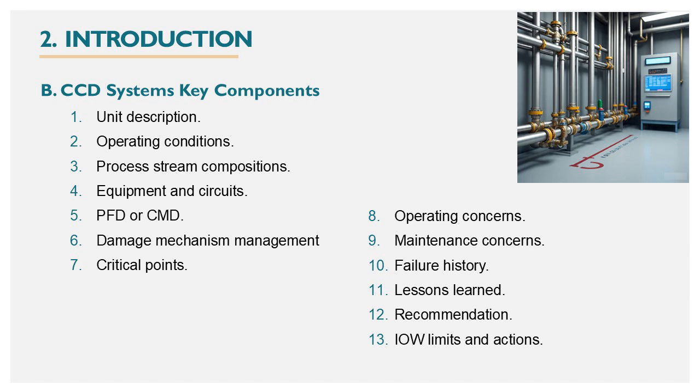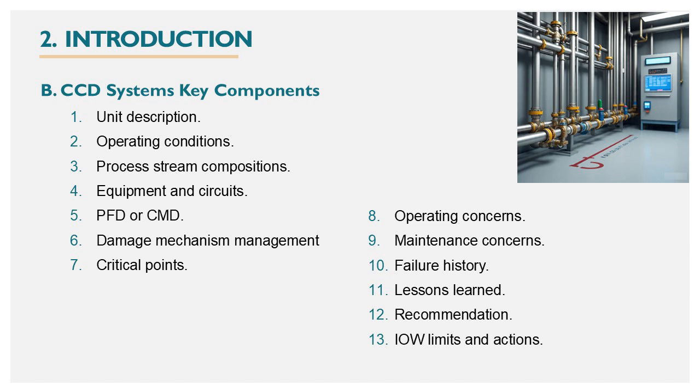Introduction. Number B. About key components of CCD systems. A CCD typically includes, number 1 is, unit description containing the purpose, operation, construction date, major revamps. Number 2 is, operating conditions, temperature, pressure, key parameters. Number 3 is, process stream compositions. Number 4 is, equipment and circuits with materials of construction. Number 5 is, process flow diagram or PFD and corrosion management diagram or CMD.